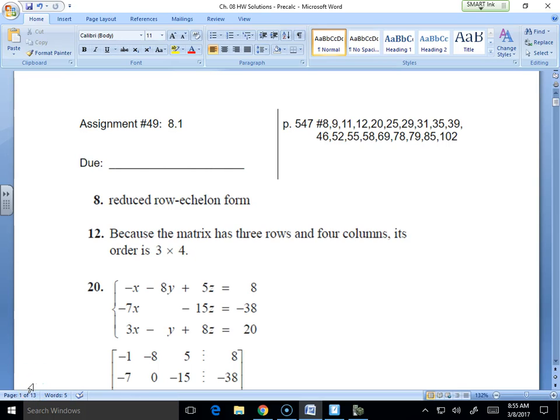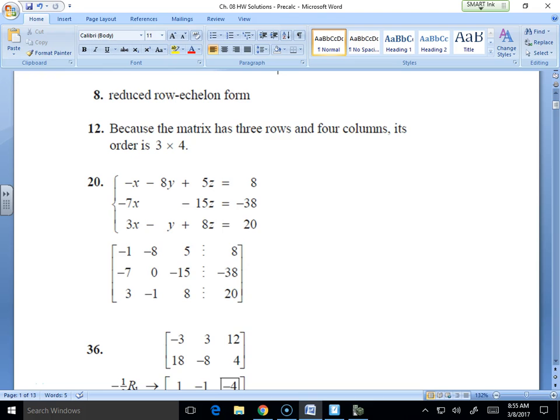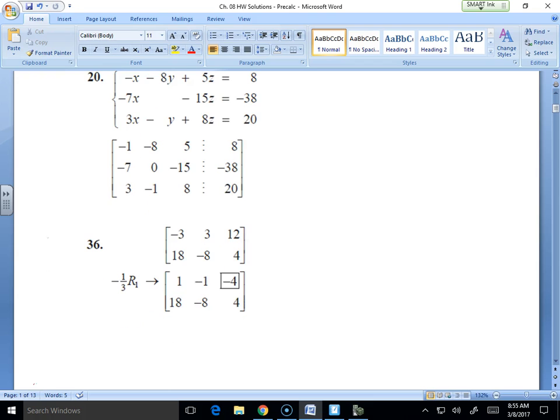Number 8, reduced row echelon form. Number 12, you guys have been looking at this for a while, right? 3 by 4. Number 20, we were just supposed to write the augmented matrix. Sorry, doubly augmented, we'll learn today. That's it. Number 8. No, sorry.